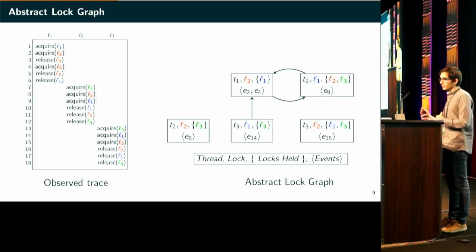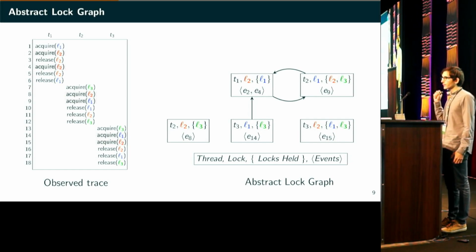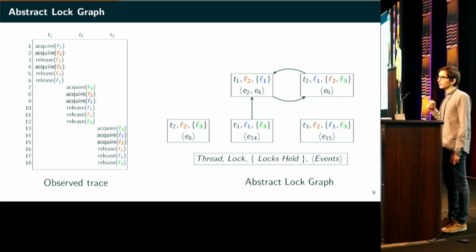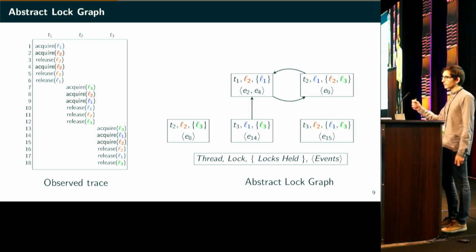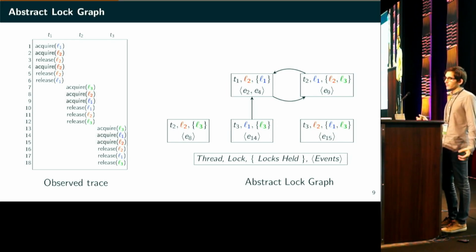So here we have an execution, and its abstract lock graph. To reiterate, the purpose of this graph is to find certain events which can potentially lead to a deadlock. And the nodes in this graph correspond to certain lock acquisition patterns by each thread. And these nodes also contain a list of events that exhibit the associated pattern.